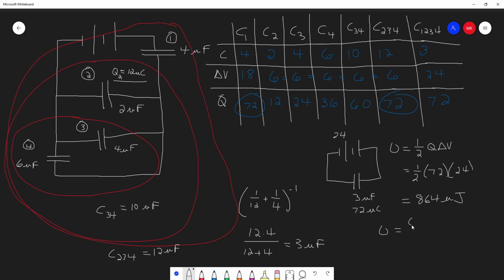U equals Q squared over 2C. Q squared, Q is 72. So 72 squared over 2 times 3. And I'm still going to get the same answer, 864. And I could use the other equation, 1/2 C delta V squared, which is just 1/2 times 3 times 24 squared. Again, still going to get the same value no matter which one I use.